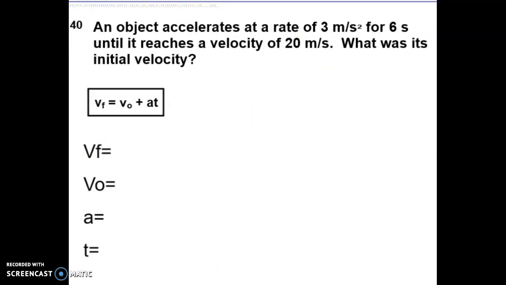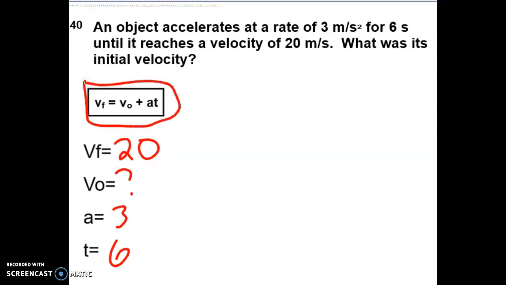Problems to do. Let's work on this problem now. It says an object accelerates at a rate of 3 meters per second squared for a time of 6 seconds until it reaches a velocity. Do we reach an initial or final? We reach the finish, so it's going to be final. What's the initial velocity? All right, so we're going to have to modify this equation too. I'm just going to give you the VO version. If VF equals VO plus AT, then VO will equal VF minus AT.